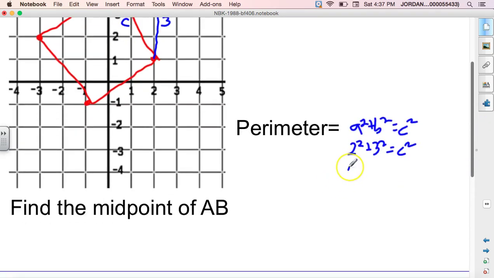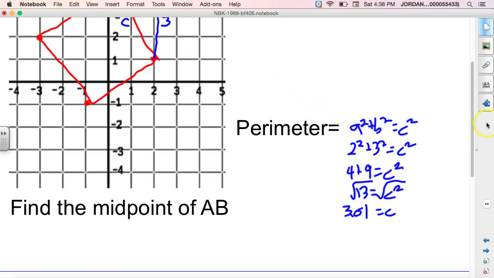2 squared is 4. 3 squared is 9. That's 13. And we take the square root in order to get c by itself, because we don't want c squared, we don't know what is c. All right, so when you do the square root of 13, you should get 3.61 when we round to the hundredths.